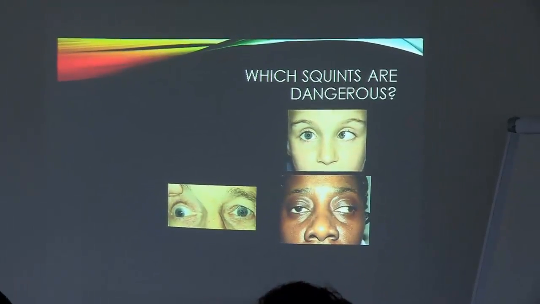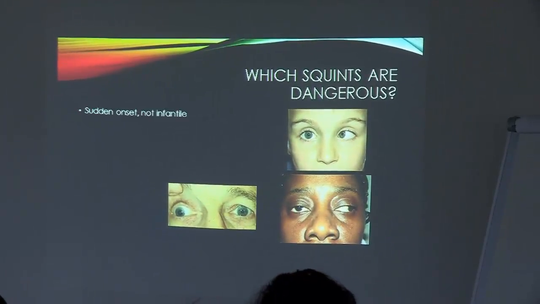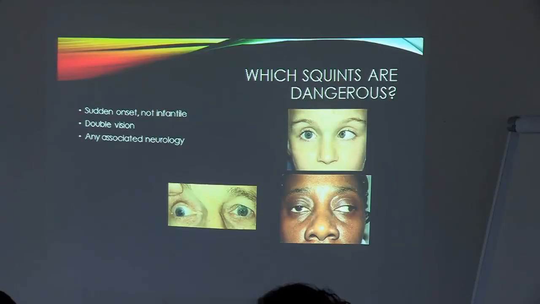But I'm trying to help you spot the ones that are really dangerous. So other danger features: if it's sudden onset and it wasn't infantile in onset, if a child is saying they've got double vision, that means that it was sudden onset, and that's a worrying thing. Clearly any associated neurological features, any associated loss of vision. If any of these, this squint might be secondary because this left eye had lost vision.